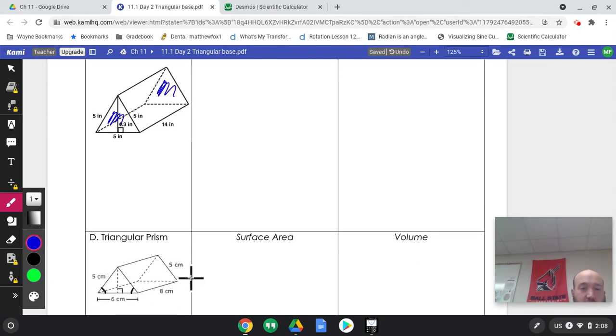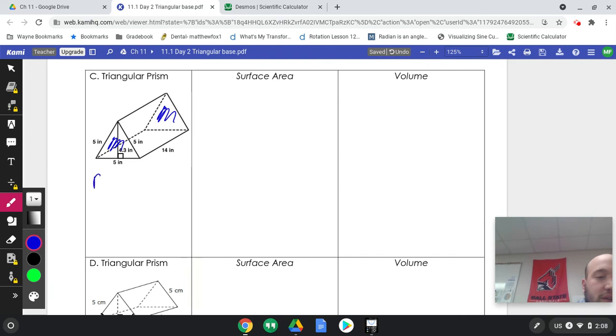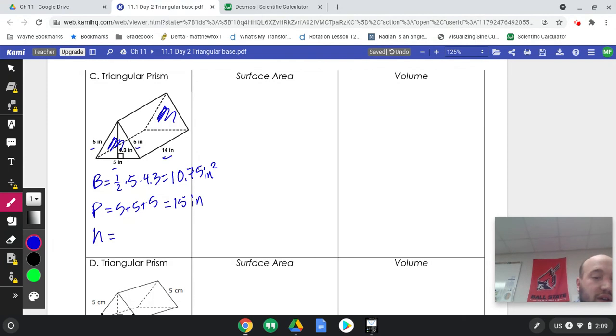the only ones parallel. Okay, so the area of the base is still 1/2 times base times height. So 1/2 times 5 times 4.3, we do all that, we're going to get 10.75 inches squared. Now your perimeter, you can already find. There's a 5, a 5, a 5, so 5 plus 5 plus 5 gives us 15 inches. And then finally your height of the prism right there, what's missing, 14 inches.